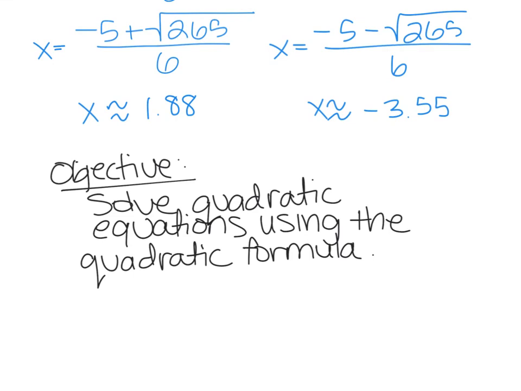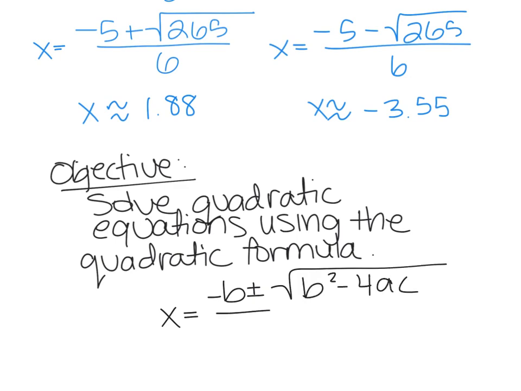And I'll just leave you with our song for the formula. X equals negative b plus or minus square root b squared minus 4ac all over 2a.